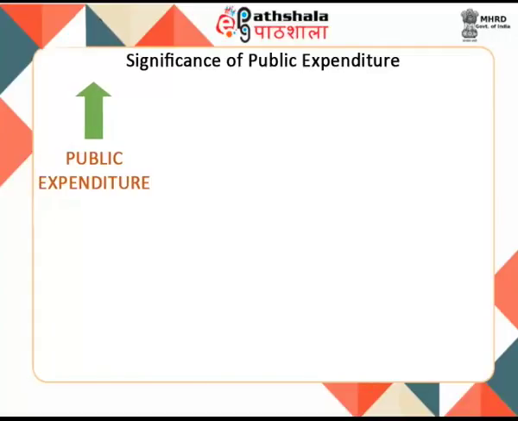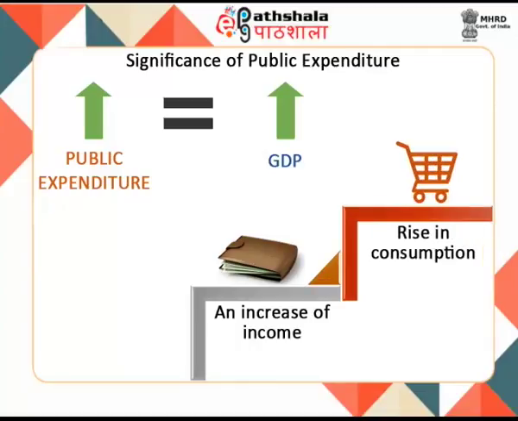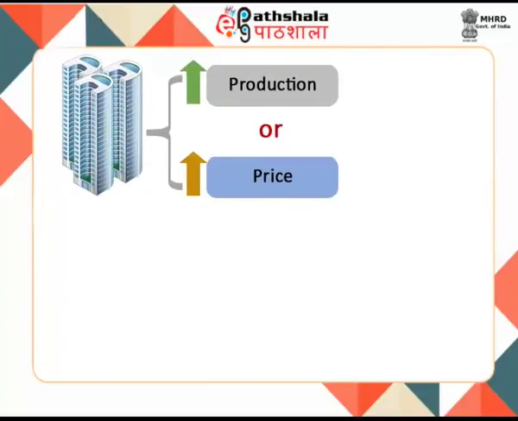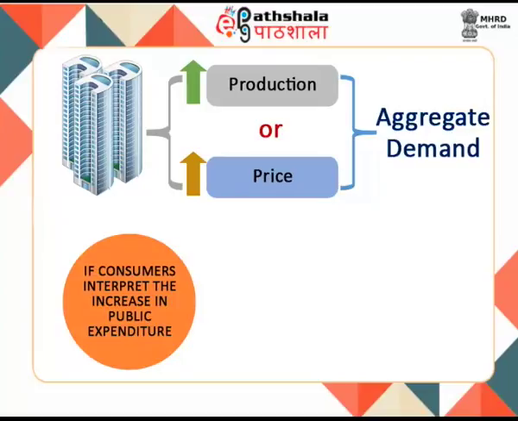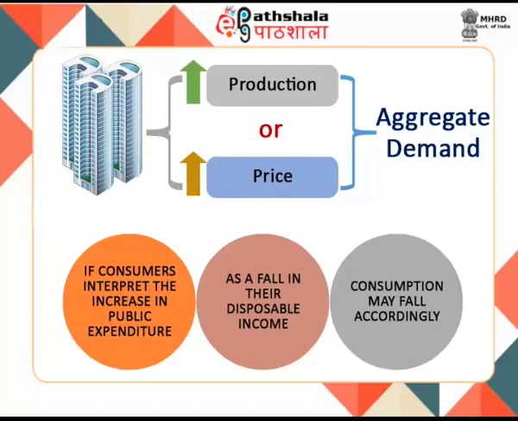An increase of public expenditure raises GDP by the same amount, other things being equal. Moreover, since income is an important determinant of consumption, an increase of income will be followed by a rise in consumption. The full extent of this mechanism will depend, however, on the reactions of the other economic agents. Firms have to decide whether to increase production or prices in response to increase in aggregate demand. However, if consumers interpret the increase in public expenditure as a fall in their disposable income, that is, after tax income, consumption may fall accordingly.